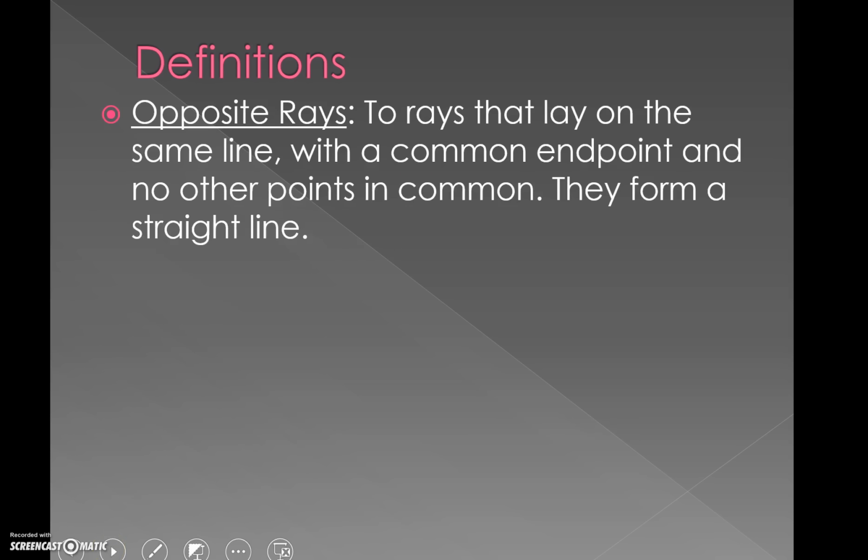Our next definition is what an opposite ray is. So we understand what rays are. They have 1 endpoint and they continue in one direction forever. So opposite rays, we have ourselves 2 rays. I understand that that's misspelled. We have 2 rays that lie on the same line, and they have a common endpoint, and there are no other points in common. And the key thing here is that they're going to form a straight line.